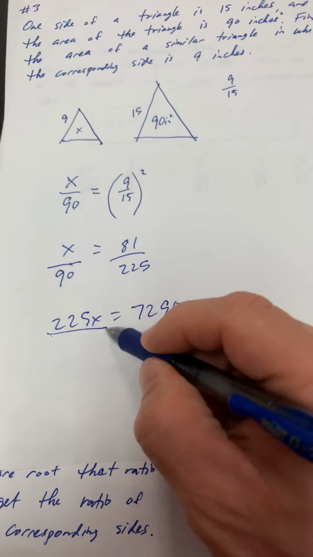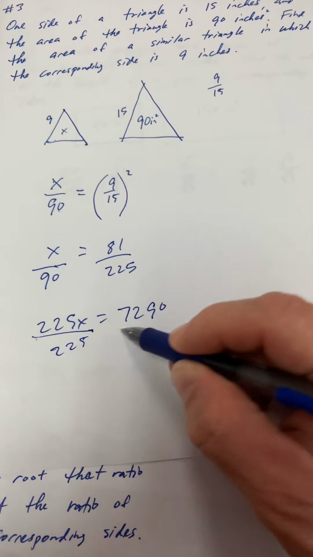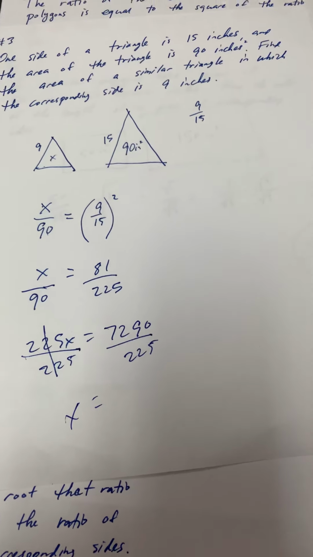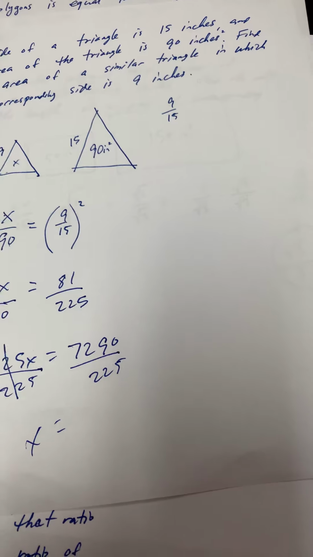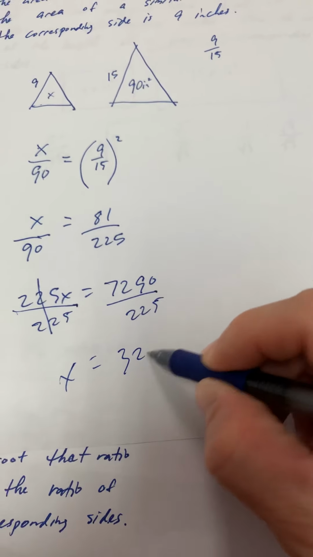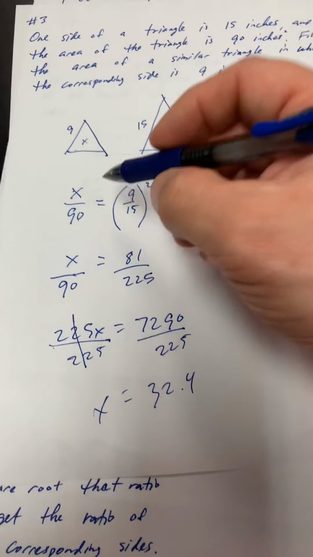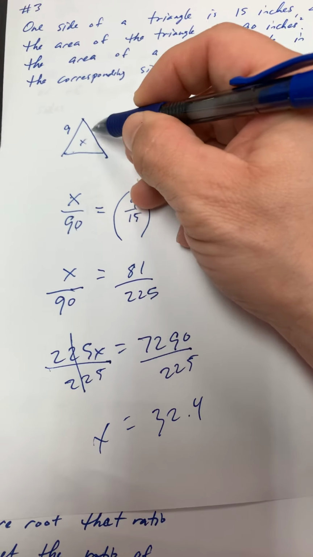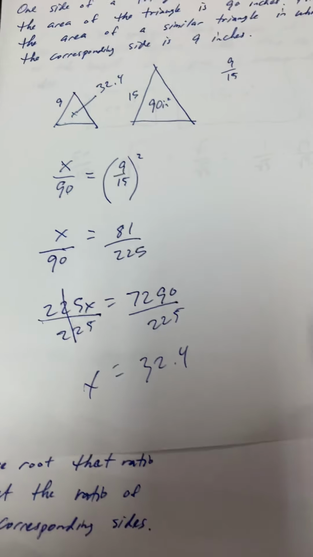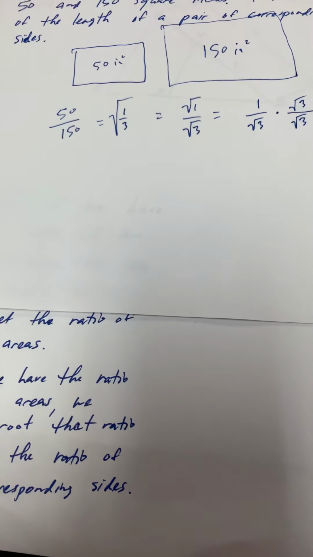And then divide. So x equals, we're going to divide that by 225, and we get 32.4. So our area then is 32.4.